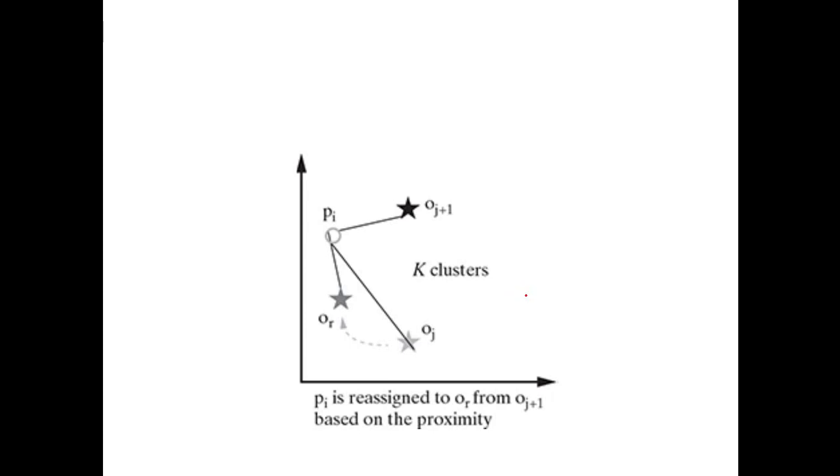So here let us see with an example. Pi is a point that was assigned to OJ previously, and a new representative point was computed, and OJ is changed to OR now. The point which was assigned to OJ previously has become nearer to OR, so therefore Pi is assigned to OR. Likewise, the K-Medoid algorithm will assign the points in the cluster group to the nearest representative points.